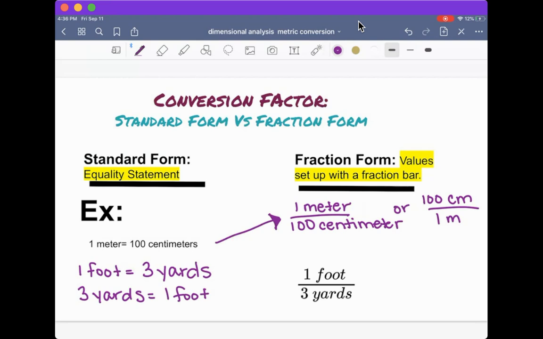Now, I could also write this fraction with the 3 yards as my numerator and the 1 foot as my denominator. And you're going to see why that's really important, why you can use the inverse of the fractional form, because one of these is going to be used to solve the problem, depending on what units you're going into and out of. And I'll get to that later.